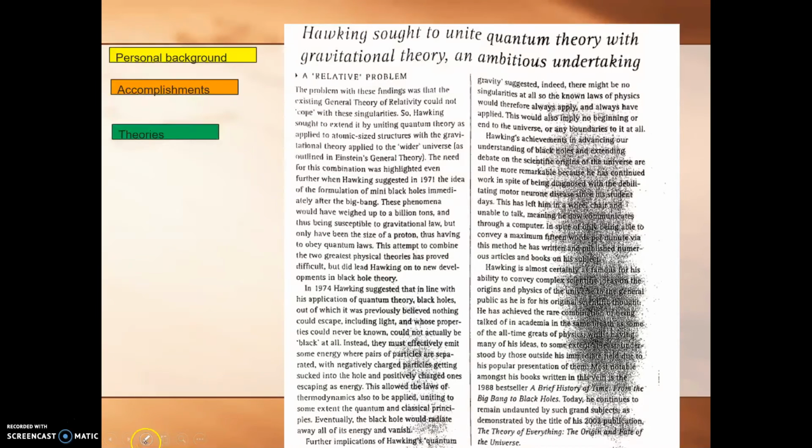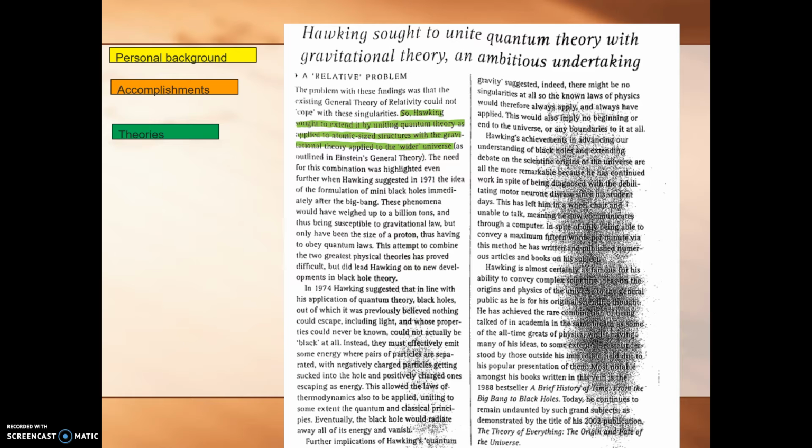Okay, that paragraph is definitely about his theories, and so I'm going to take my green and I'm going to go back up here to this sentence, because I think this sentence captured the idea of the paragraph well. Hawking sought to extend it by uniting quantum theory as it applied to atomic-sized structures with the gravitational theory applied to the wider universe. Okay, so I've got a summary of his work highlighted right there.